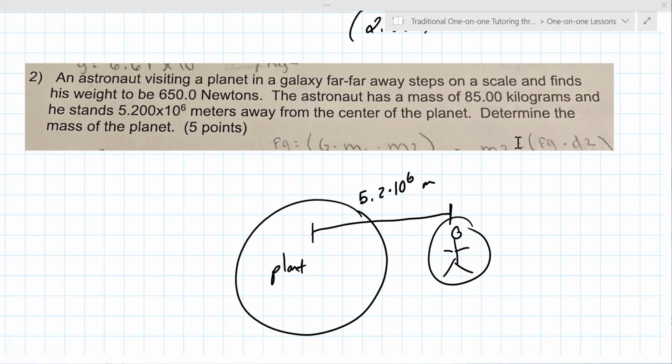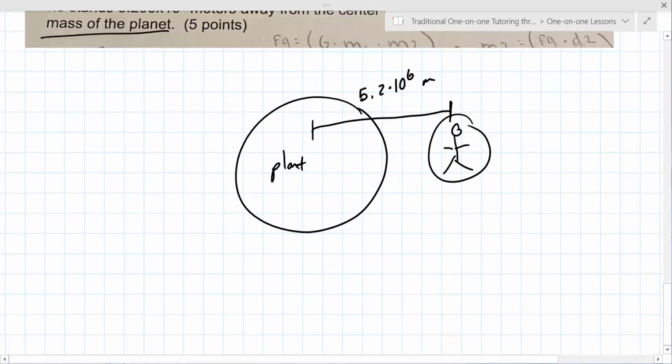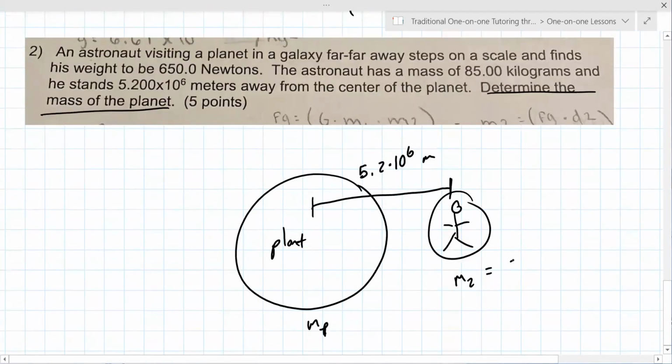Okay, now what are we trying to find? We're trying to find the mass of the planet. So the mass of the planet is unknown. We'll call that M1. The mass of the person, do we know that value? 85. Yes. Okay.